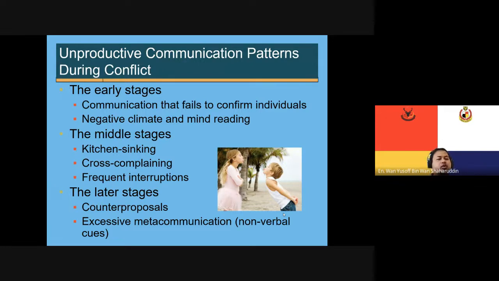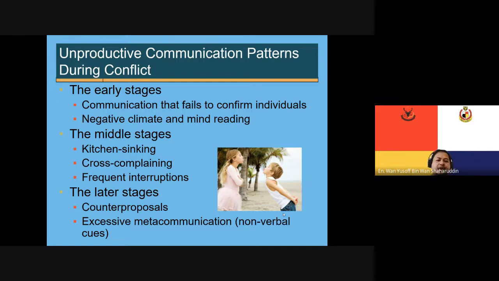And then cross complaining, whereby you will be complaining and then the other person will also be complaining to you. And also there will be frequent interruption. You want to talk, your partner wants to talk, during that time. And in the later stages, there will be counter proposals. You will tend to discuss, but in every form of discussion you cannot come up with a solution. There will always be a proposal from you and also your partner. I like to wear red, and then your partner says, I don't like red because it looks very flashy. I want you to wear something a bit darker, for example.